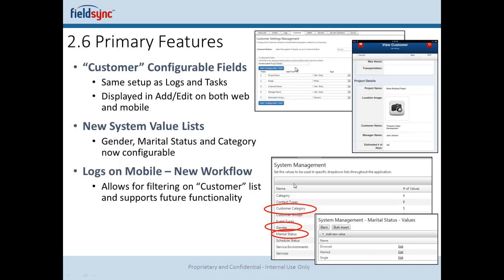Now, all of the fields that are added are displayed in the add and edit on both the web and mobile. In addition, we've also made some of the fields that are already existing in that entity module configurable. So the drop-down controls that currently exist for gender, marital status, and category are now configurable and allow you to either add additional values to those drop-down lists or to use those fields to track completely different information.